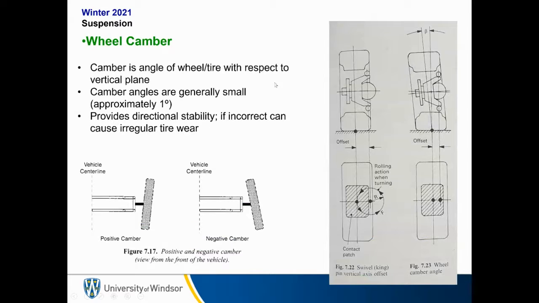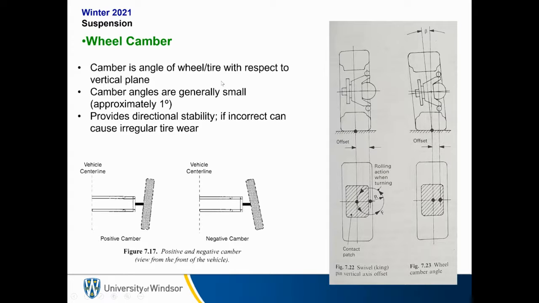So now I'm going to talk about a few things that are related to what's called alignment of the suspension, or in other words, how the suspension interacts with the tire and how the tire is aligned relative to the ground and the vehicle itself. So the first one I'm going to talk about is wheel camber. So camber is an angle of the wheel/tire with respect to the vertical plane.